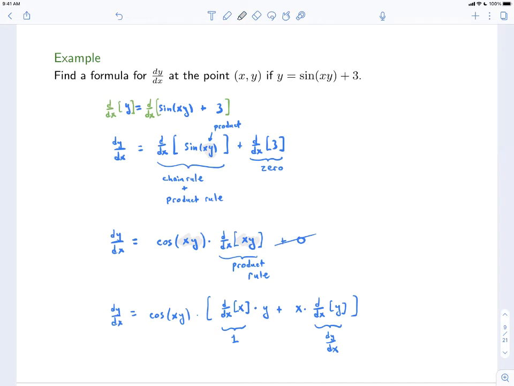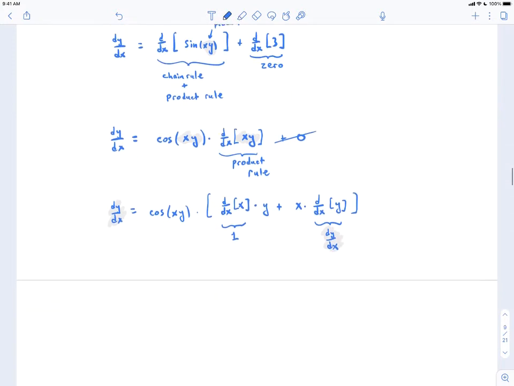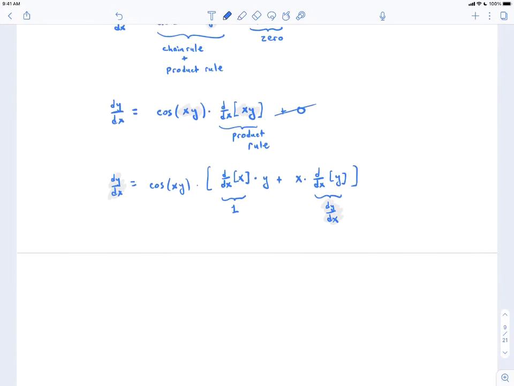So what we want to do is identify this dy/dx. So we're going to solve for that. Let's just rewrite this all in one line. So dy/dx is equal to cosine of x times y times 1 times y is y plus x times dy/dx. So this is the equation that we want to solve for dy/dx. Solve for the unknown quantity.